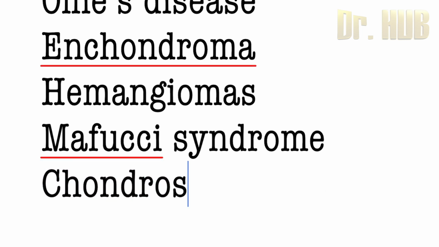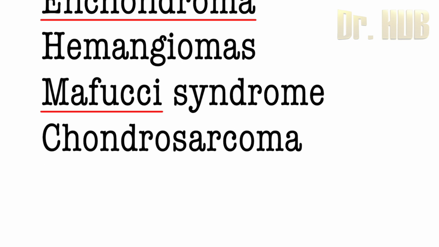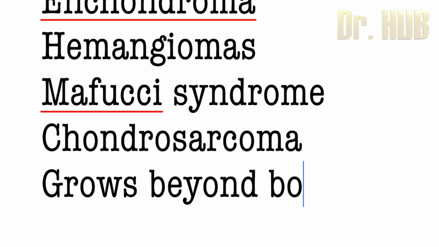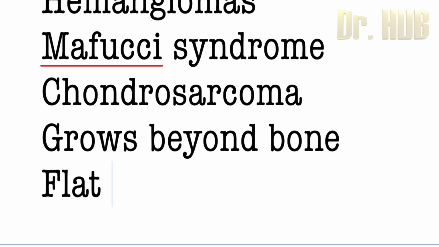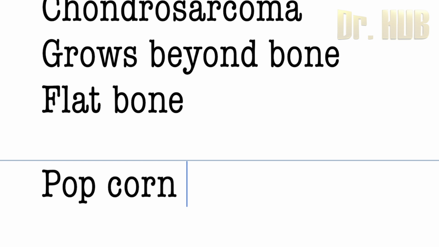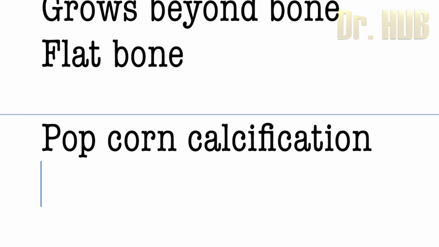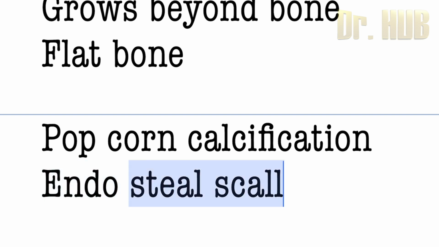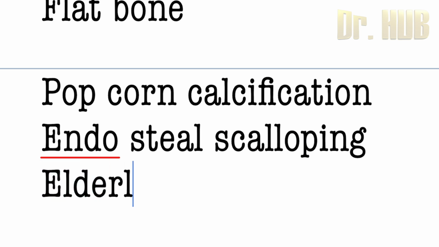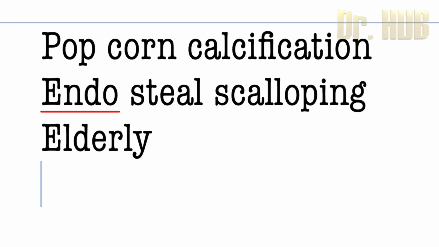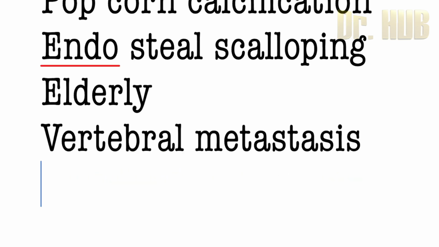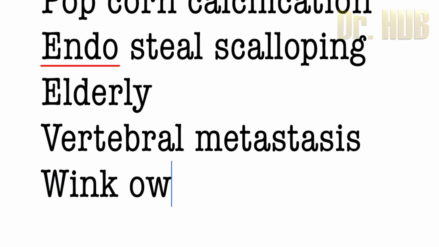Then comes the chondrosarcoma. It grows beyond the bone and involves the flat bone. Next is the popcorn calcification, along with endosteal scalloping, and it is seen in the elderly. This is the chondrosarcoma. Then the secondary bone tumor, metastasis. There is a vertebral metastasis, which shows the winking owl sign.